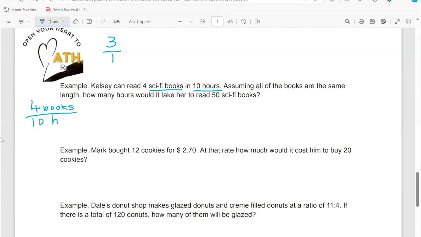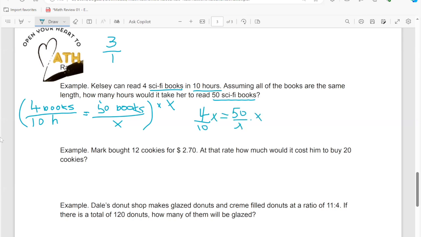And then if all the books are the same length, how many hours would it take to read 50 sci-fi books? We can do this rate. Kelsey's going to read at the same rate. So equals 50 books in how many hours? So hours is our x. To find the x, we're going to have to multiply each side by x. That will be 4 over 10x equals 50 over x times x. Therefore, 4 over 10x equals 50.